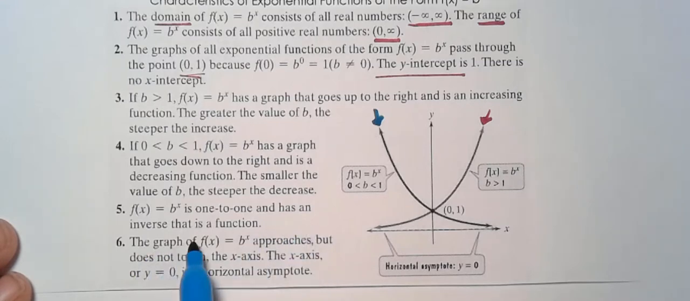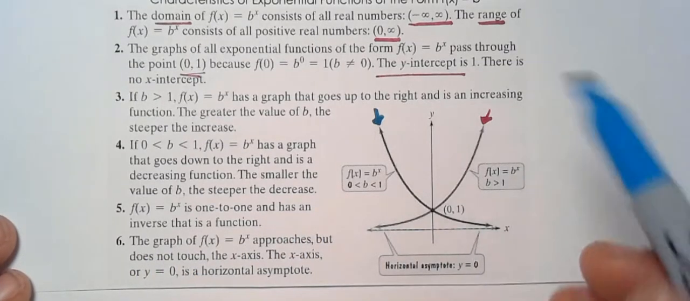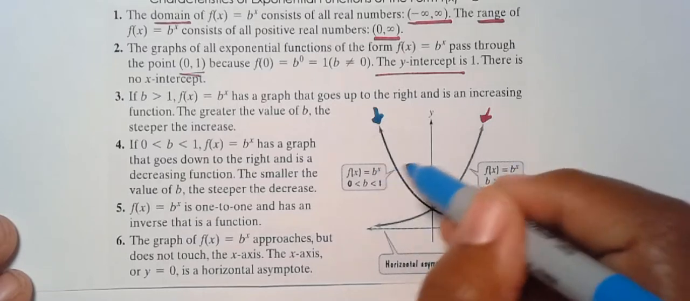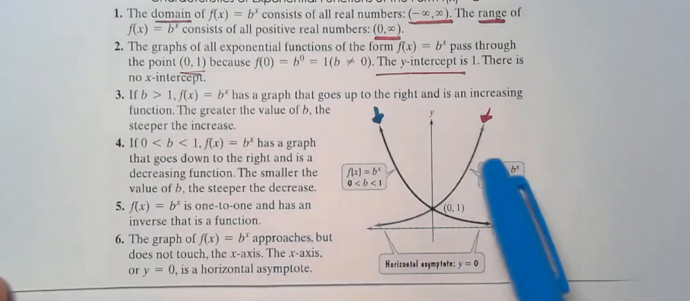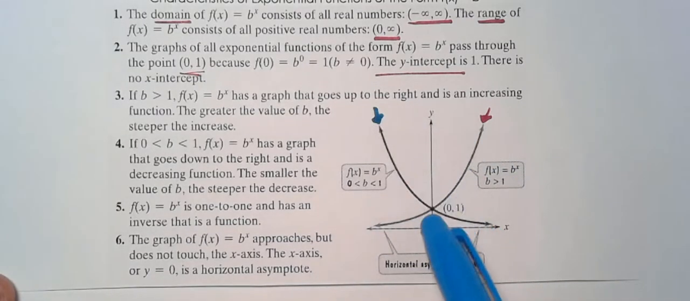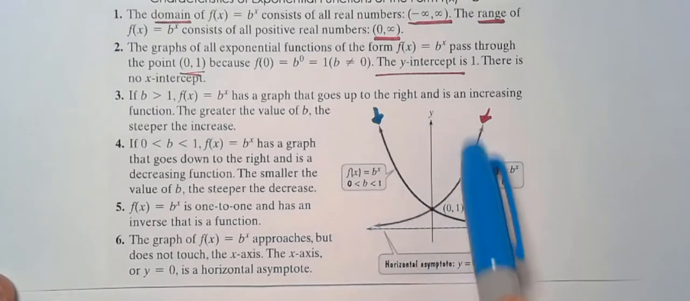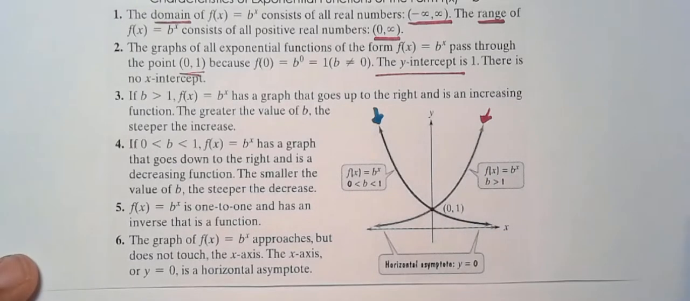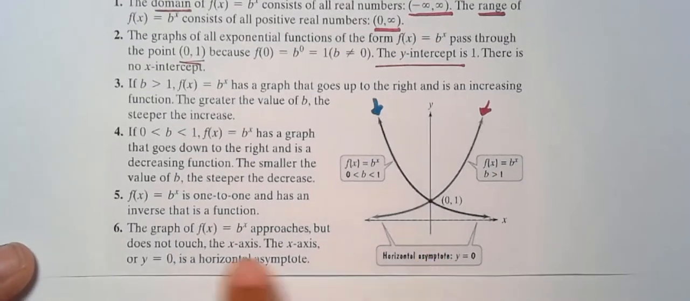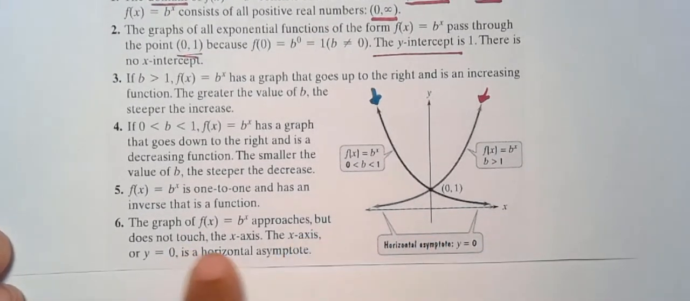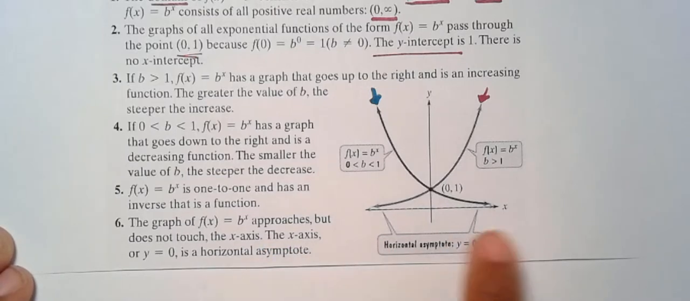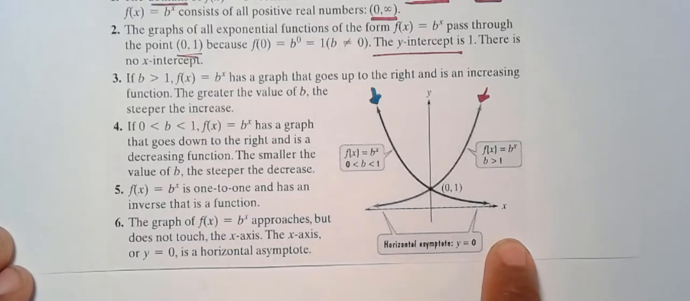Number 5, f of x is equal to b to the x is 1 to 1 and has an inverse that is a function. So 1 to 1, we pass the vertical line test. Only 1 point touches the line. And also the horizontal line test, only 1 point touches the line. And then lastly, the graph of f of x equal to b to the x power approaches but does not touch the x-axis, which is called the horizontal asymptote, i.e. it has the equation of y is equal to 0.